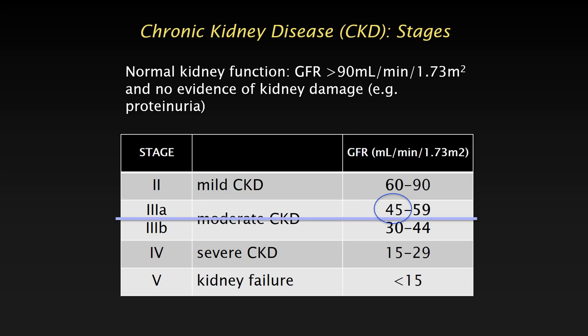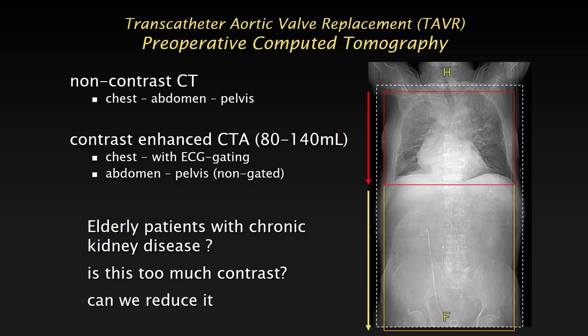before we think about changing our protocols or doing something in patients with chronic kidney disease is once the EGFR is 45 or lower. Because if you give contrast in patients above that, usually it's pretty safe. Now, let's go back to our patient and see if we even need to reduce the contrast in her.